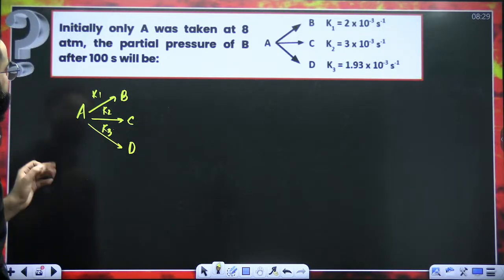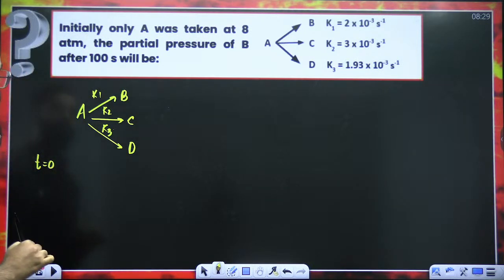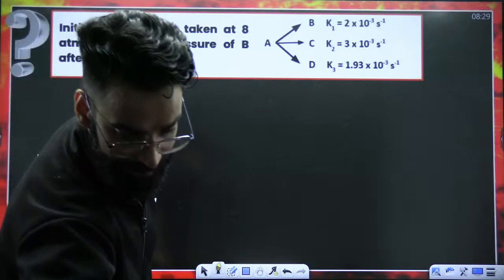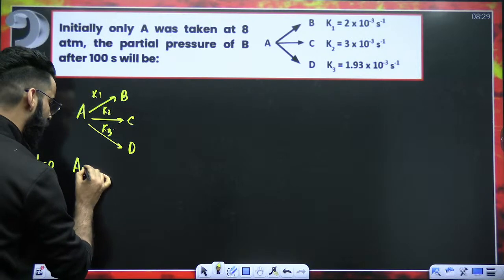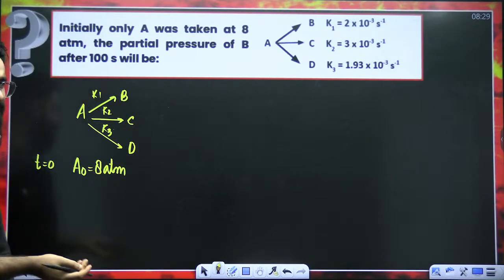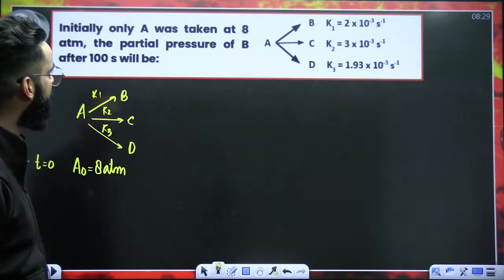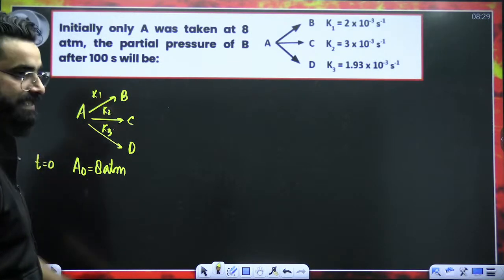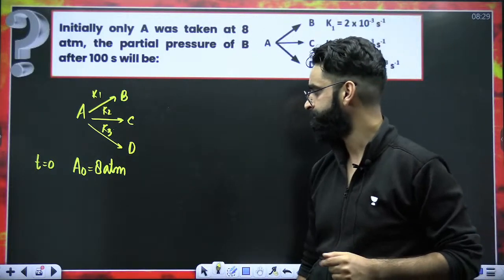Initially, only A was taken at 8 atm. So at time t is equal to 0, the pressure due to A, which I'm representing again with A naught, is 8 atm. It is pressure due to A. So the pressure due to B, C and D will be 0 because the reaction has not started yet. Now, my dear students, the partial pressure of B after 100 seconds.